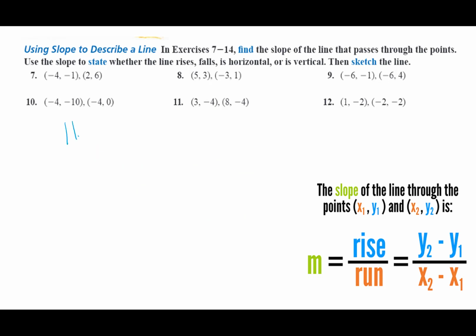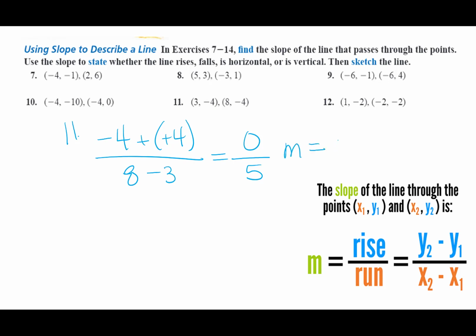All right, let's look at number 11. We're going to plug it into the same formula. This will be negative 4 minus a negative 4 over 8 minus 3. The numerator, let's add the opposite. Negative 4 plus 4 is 0. 8 minus 3 is 5. Now this time the 0 is in the numerator, and that is okay. That will simplify to 0 when you do 0 divided by 5. And so this is a horizontal line running left to right.